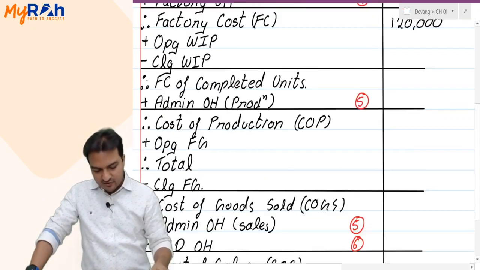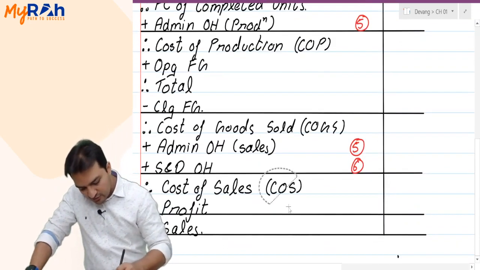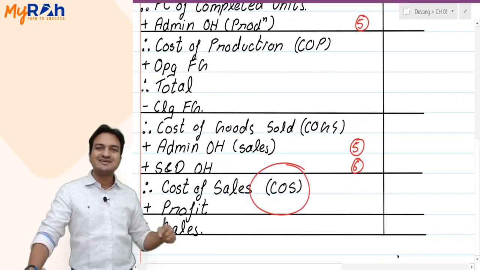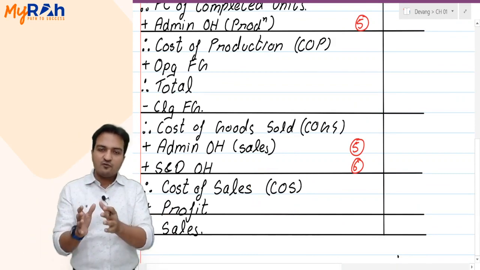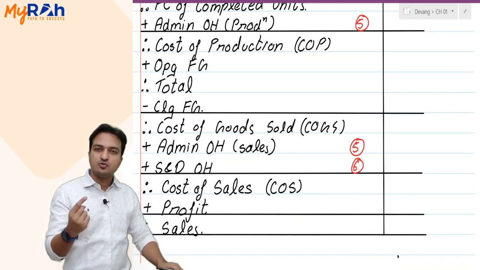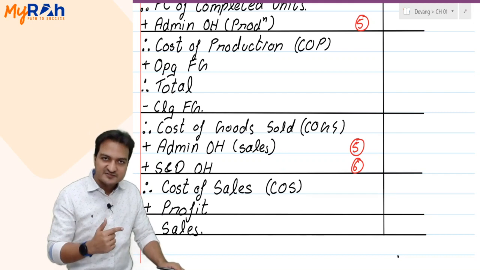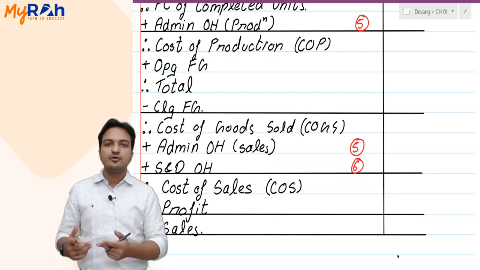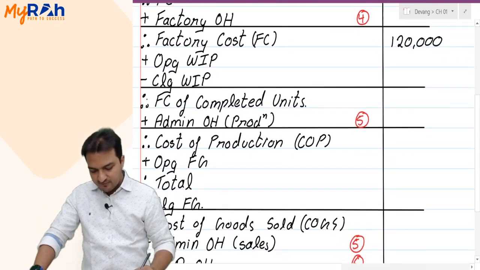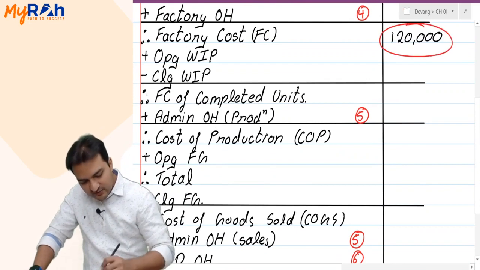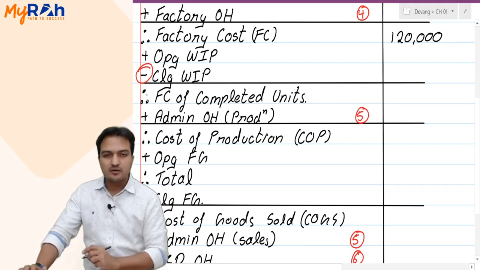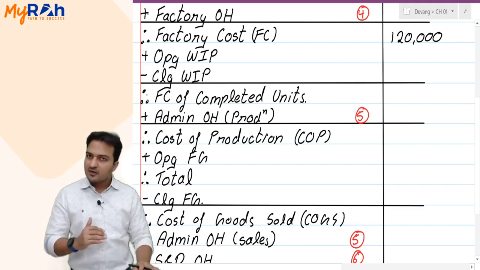Remember, ultimately, you want to reach where? Ultimately, you want to reach here. You want to reach cost of sales. If ultimately you wish to reach cost of sales, meaning cost of those units which you have sold, then naturally incomplete units you have to remove. Hence, look at my format. Hence, my format says that from this factory cost 1,20,000, I have minus closing WIP. Closing means the units which remained incomplete at the end of the year.